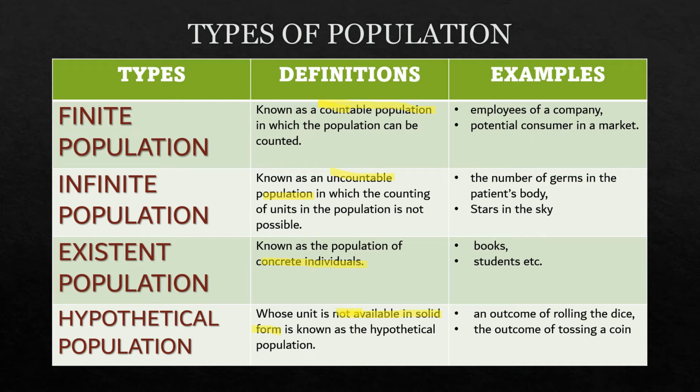A population consists of sets of observations, objects, etc. that all have something in common. In some situations, the populations are only hypothetical. Examples are the outcome of rolling a dice and the outcome of tossing a coin.